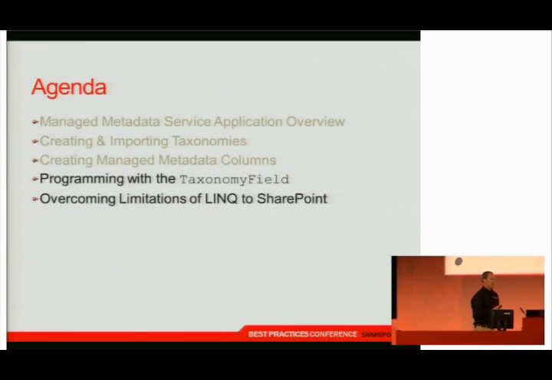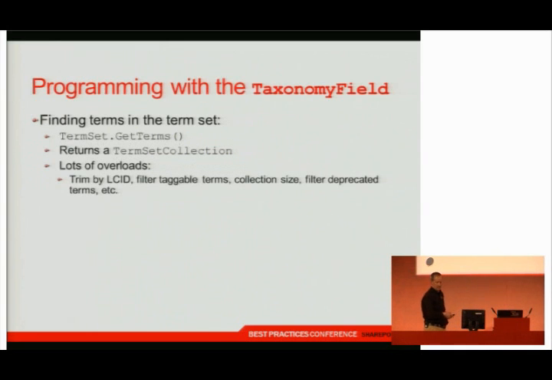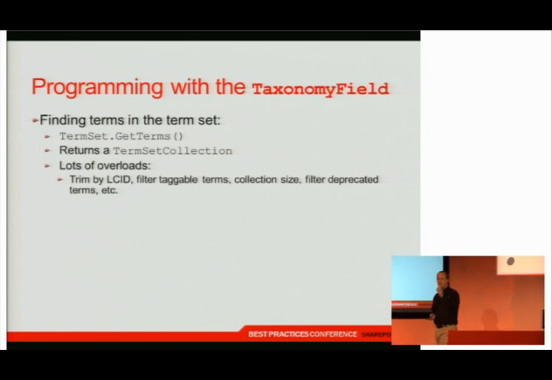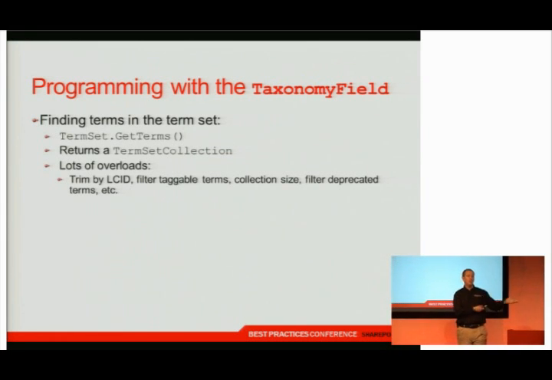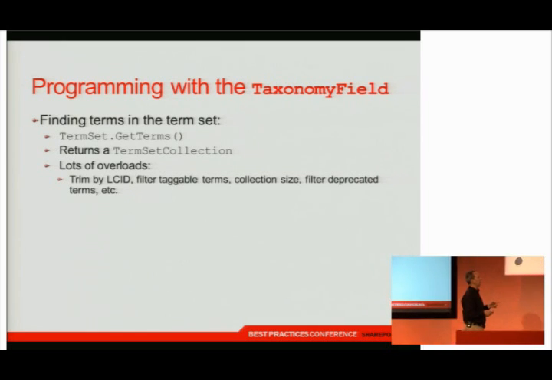Let's talk about programming with the managed metadata taxonomy field. There's two things that we want to be able to do with these terms. We want to be able to find them somewhere in our taxonomy, and then I want to be able to write them somewhere. We just saw how to write to our taxonomy when we did the import. But when I'm working inside of a list or document library, how do I take one of these terms and apply it to a list item? It's a little weird. Let's first talk about the read first.